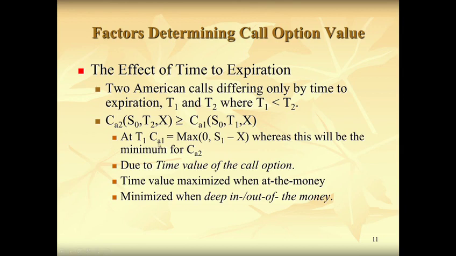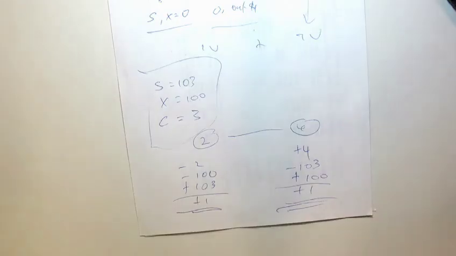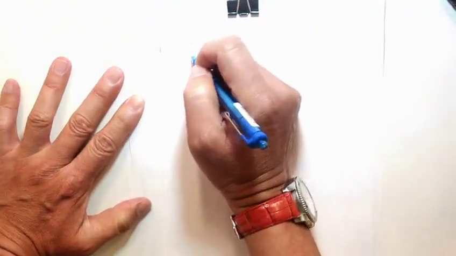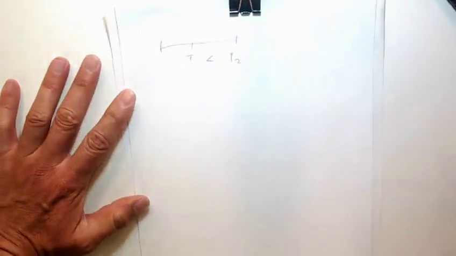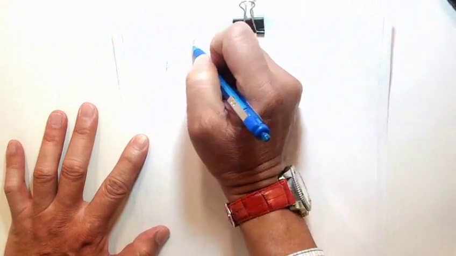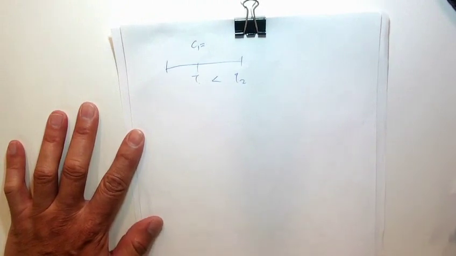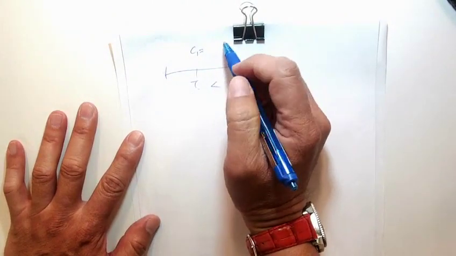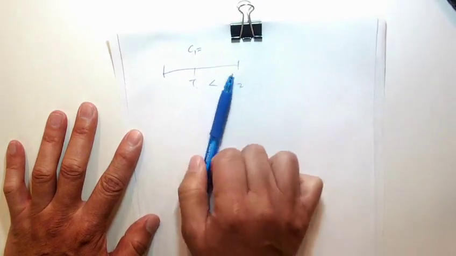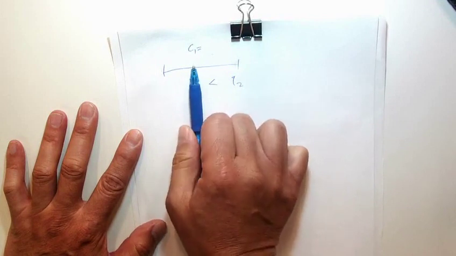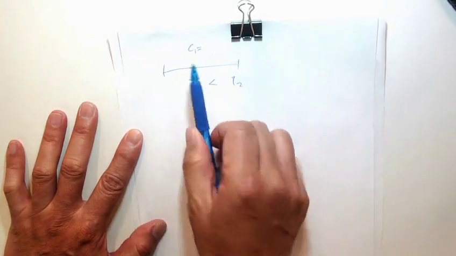So at time T1, the first call is equal to intrinsic value, whereas that will be the minimum value for call 2. So you can think about it this way. If you have T1 here, T2 here, so T1 is less than T2, right? So for call 1, what is the value at T1? Call 1 expires at T1, call 2 expires at T2. What's the value of call 1 at this point in time? It must be only the intrinsic value, right? Because it expires at T1.